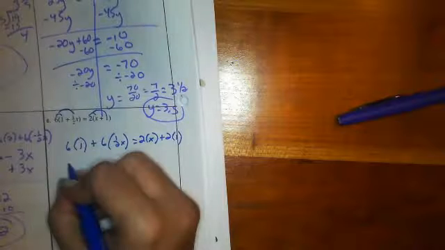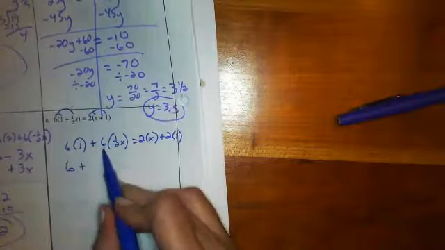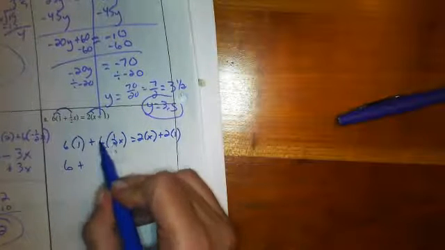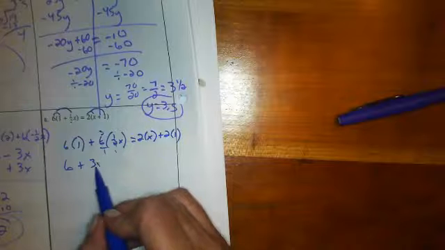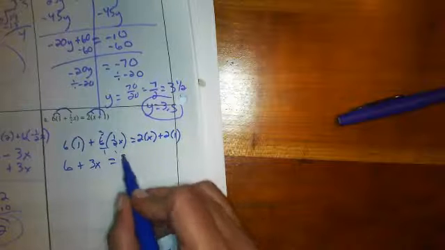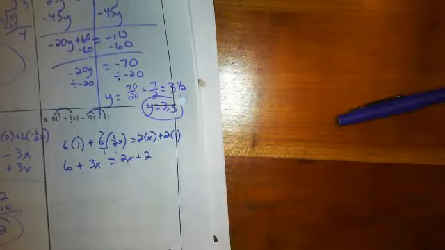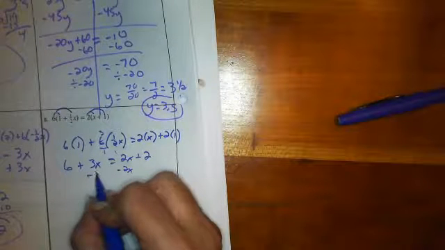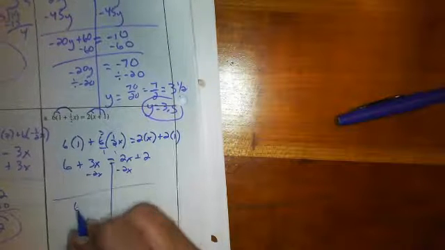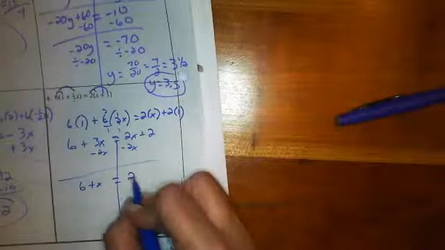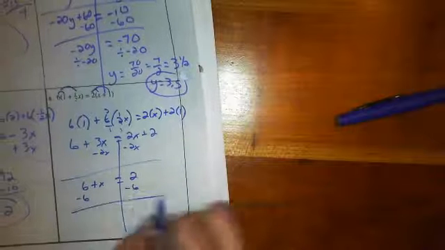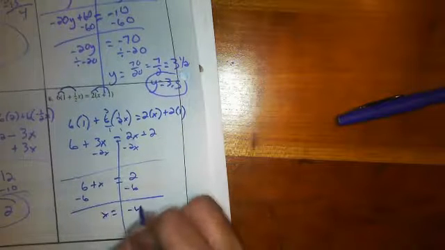Oh good, I'm not dealing with any negatives. This is an easy one. 6 plus 6 times 1/2 is 3x equals 2 times x is just 2x. 2 times 1 is 2. Okay, I'm going to move my variable terms to one side, my constants to the other, minus 2x, minus 2x. We get 6 plus x equals 2. Subtract 6, and we get x equals -4.